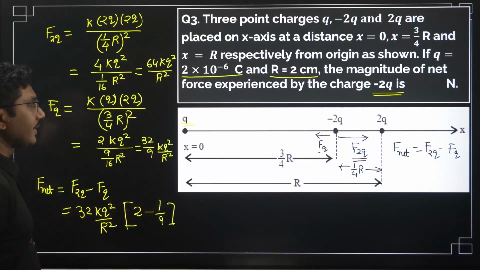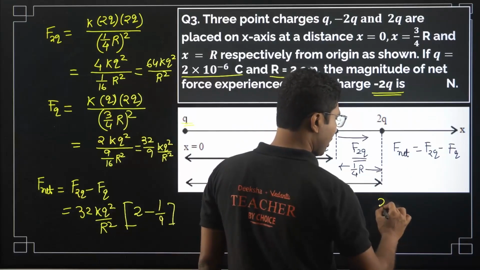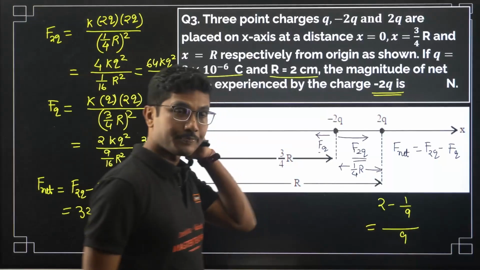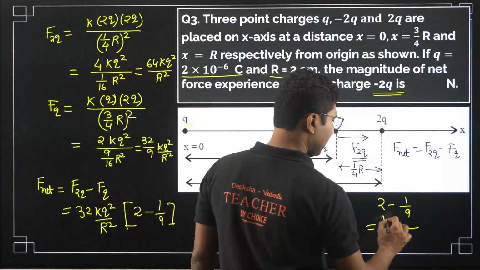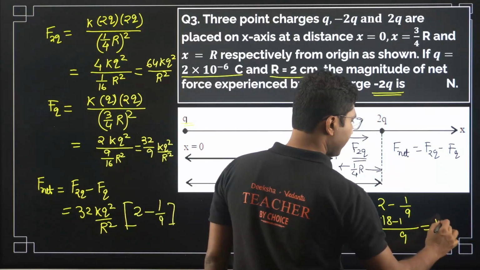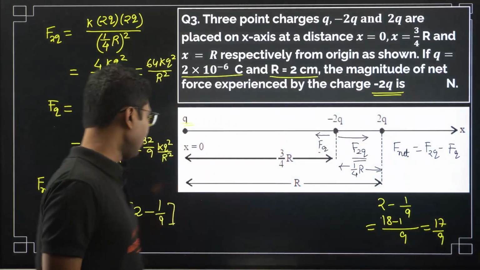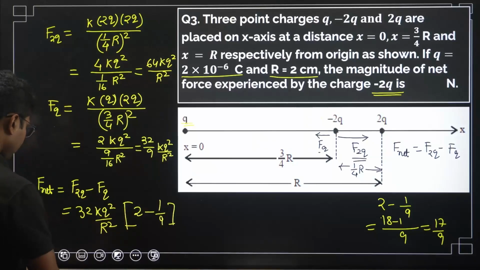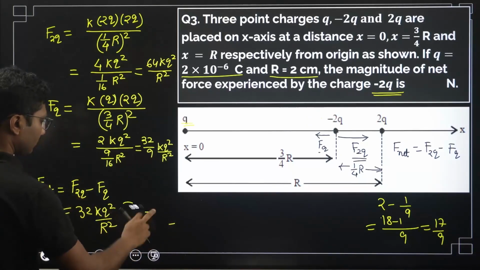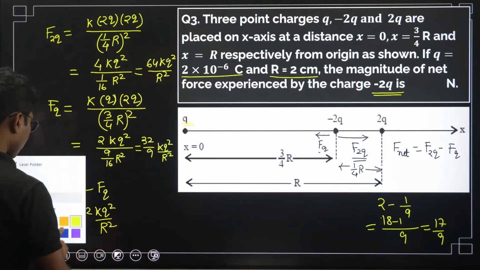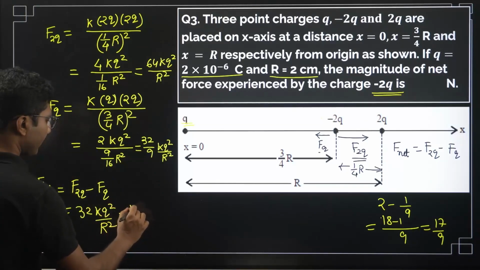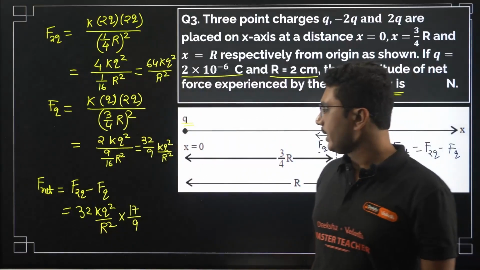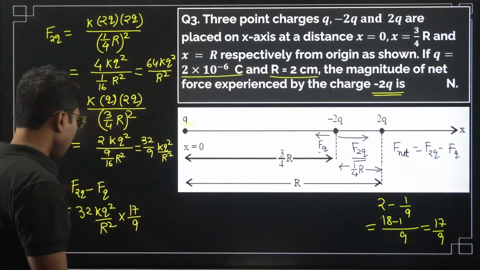So this is very interesting. I am just helping you how to do it. 1 by 9, so first 9 is the common LCM. So 9 into 18 minus 1, that is 17 by 9. Right. So you have to put that value over here and you will get into 17 by 9. Now what you have to do, you have to put the values and then simplify it.